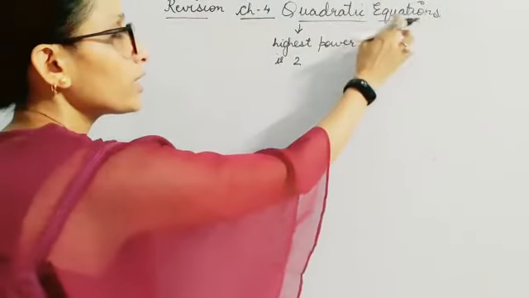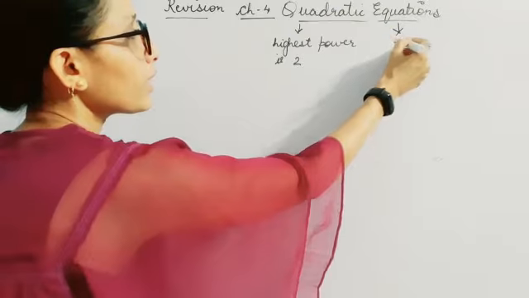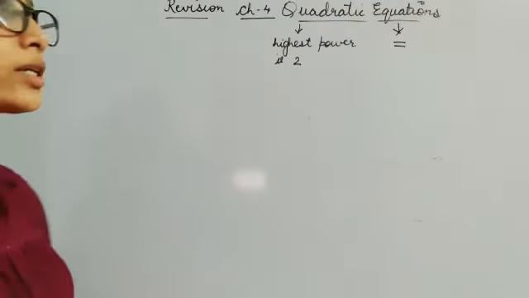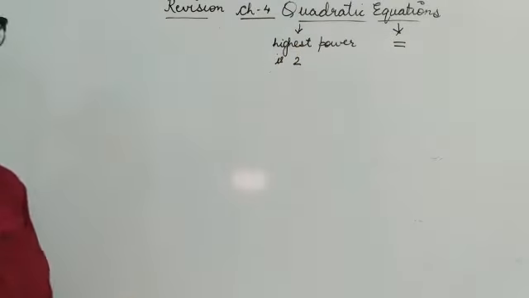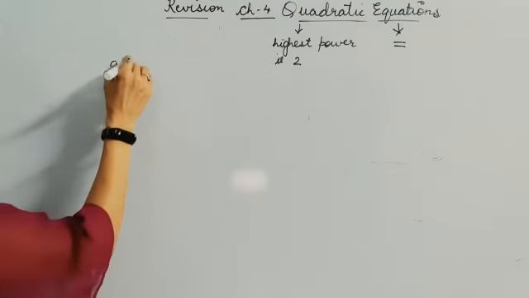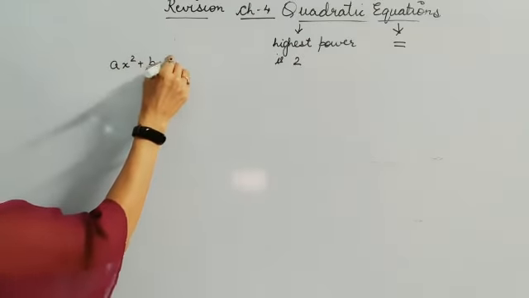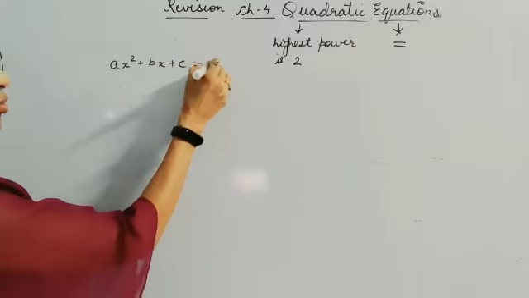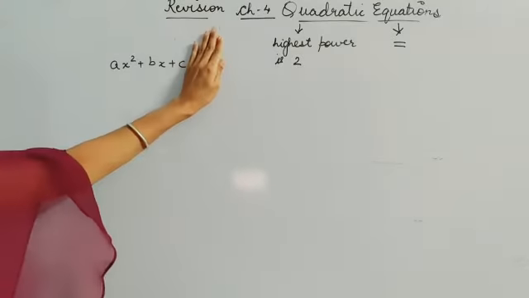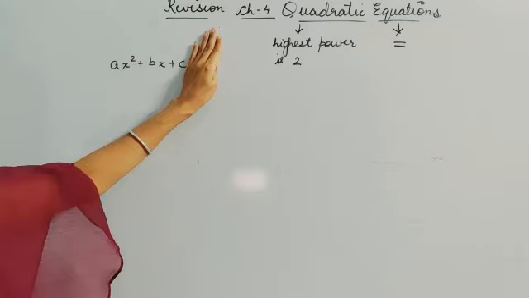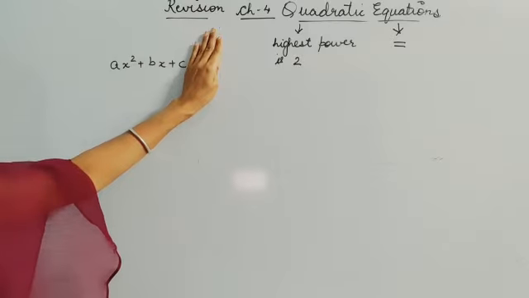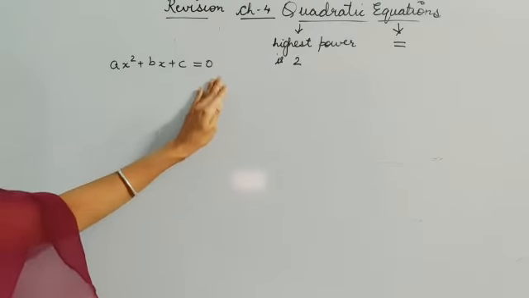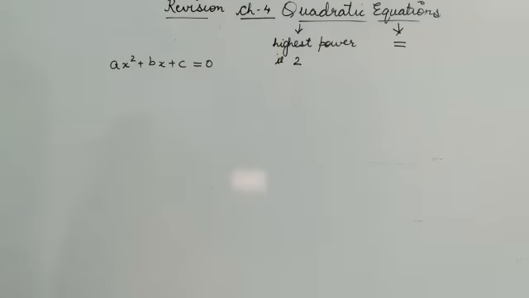But if I am using an equation, that means I have to use the equal to sign. So the general form of a quadratic equation can be written as ax square plus bx plus c equal to 0. If you are not writing equal to 0, that means you are just writing a polynomial, a quadratic polynomial. But if it contains equal to 0, then it gets converted into a quadratic equation.